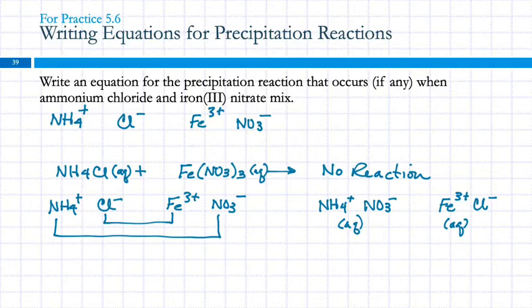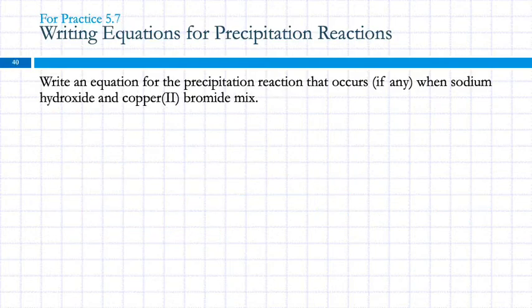We had to do a fair amount of work to get there, but any questions? So if I mix these two solutions, it's going to appear that nothing has happened. No solid's going to form. We're just going to mix, and that's it. Let's do another one. Write the equation for the precipitation reaction, if any, when sodium hydroxide and copper 2 bromide mix.